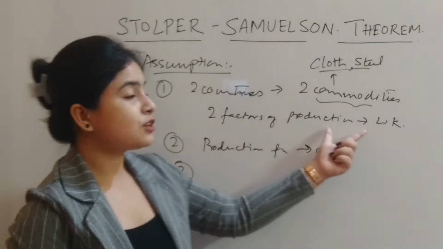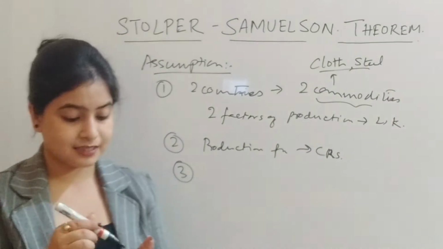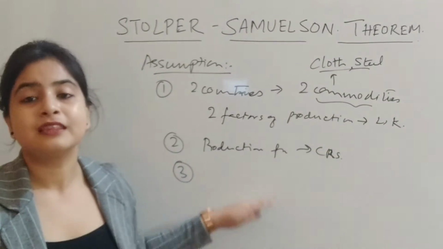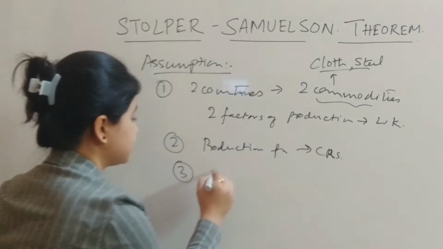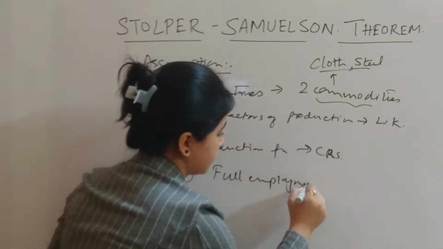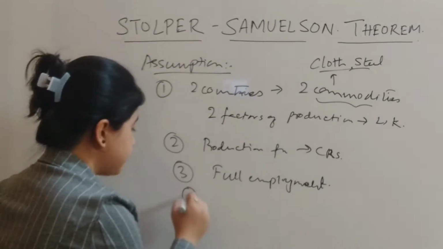Now the factors of production, that is labor and capital. The third assumption is related to the factors of production. Here it talks about the full employment of these factors of production. Full employment.